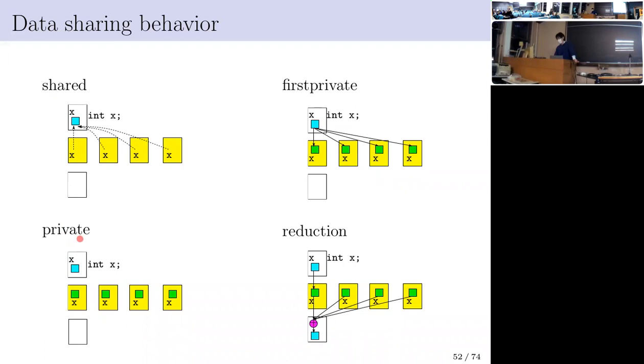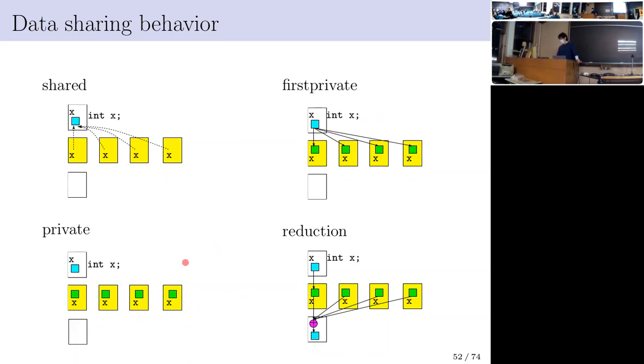When you say a variable is private, what actually happens underneath looks like this. They are all named the same, X, but each of these threads has its own location, its own copy of X. So when this thread assigns some value to X, it is not visible to anybody else.